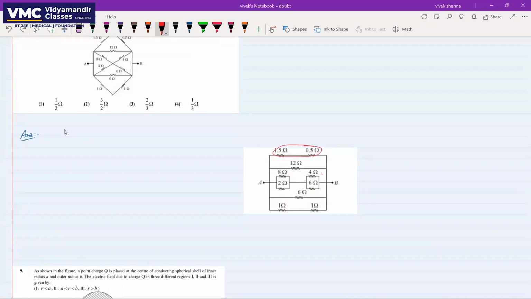So this whole equivalent is 4 ohm and now this 2 ohm, 12 ohm, 4 ohm, 6 ohm and 2 ohm all these are in parallel so 1 upon R equivalent will be equal to 1 upon 2 plus 1 upon 12 plus 1 upon 4 plus 1 upon 6 plus 1 upon 2, and from here I will find equivalent resistance R equivalent that is equal to 2 by 3 ohm and that is matching with option 3 so answer will be 3.